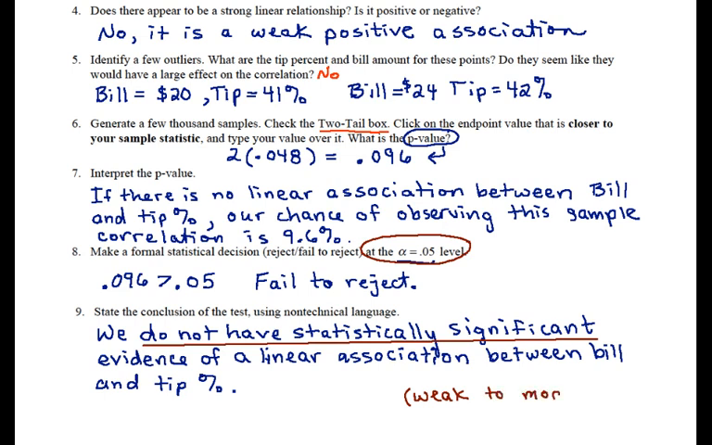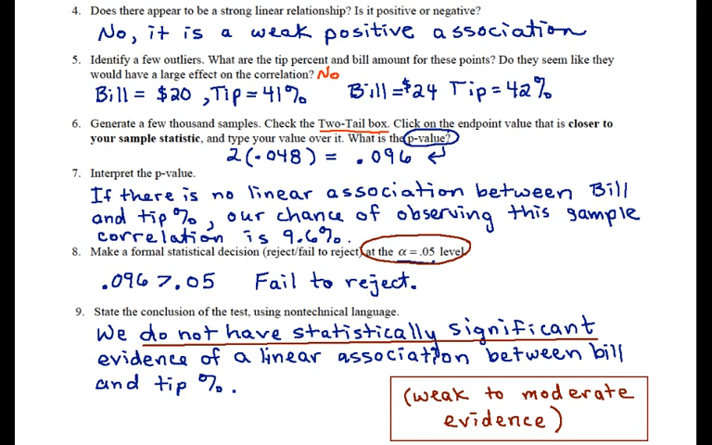Weak to moderate evidence still can be considered statistically significant if we were given a different value of alpha, right? It all depends on what the threshold was determined to be in advance. So there is weak to moderate evidence which can be considered statistically significant, but the definition of statistical significance for this particular application is the alpha that we were given. So we would say fail to reject, and we do not have statistically significant evidence.